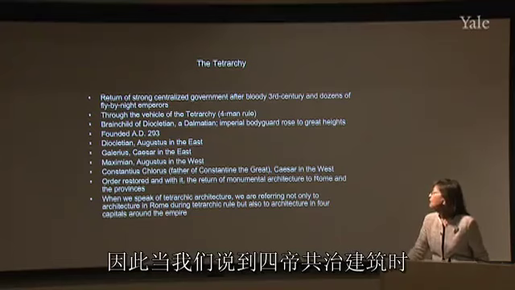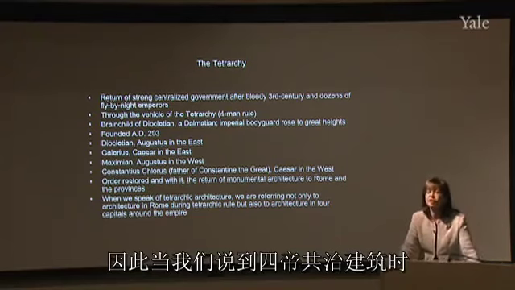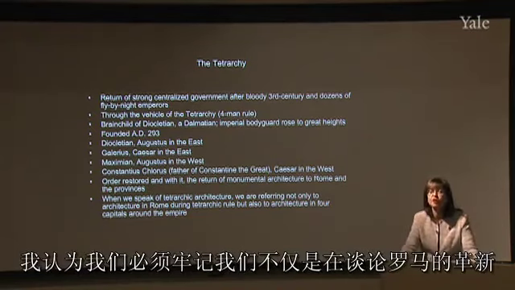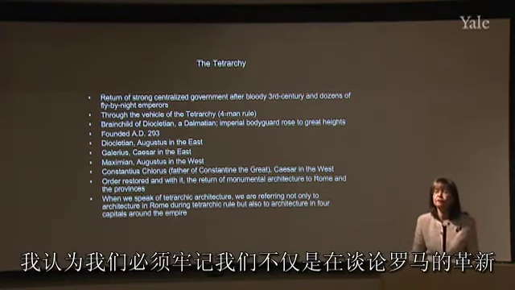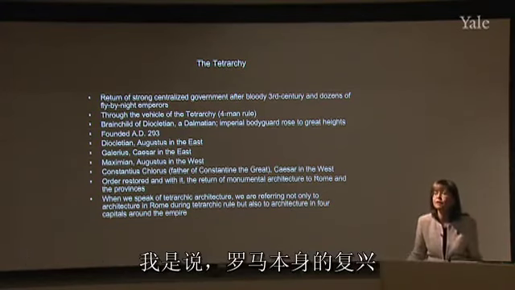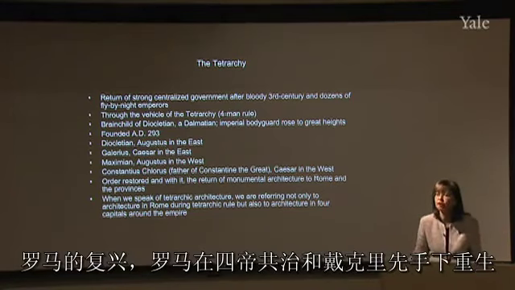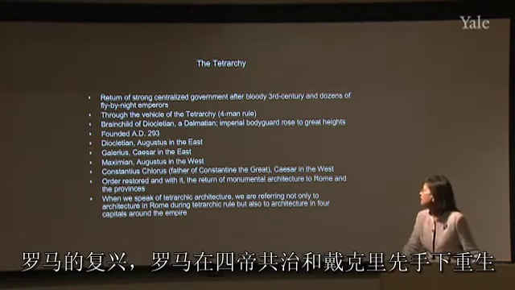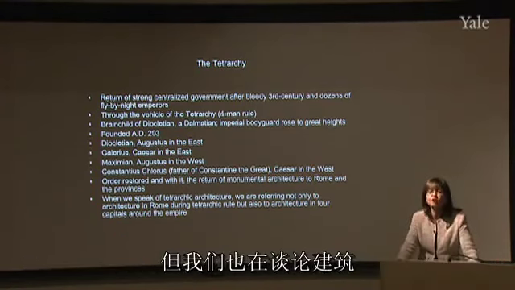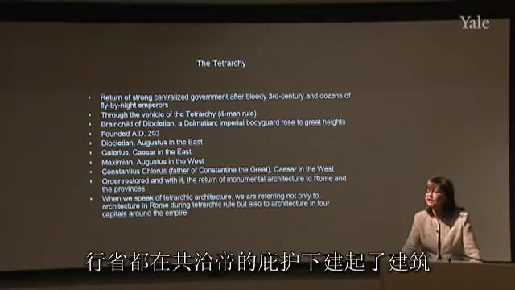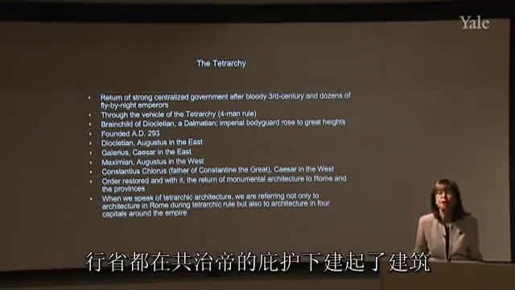So when we speak of Tetrarchic architecture, I think we have to keep in mind that we are talking not just about the renovation of Rome. I mean, Rome itself, the Renaissance, let's call it that instead of renovation, the Renaissance of Rome, Rome's rebirth under the Tetrarchy and under Diocletian. But we are also talking about architecture, as we'll see, that was put up in the provinces, also under the aegis of the Tetrarchs.